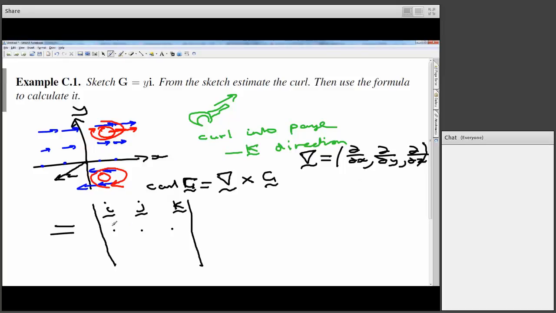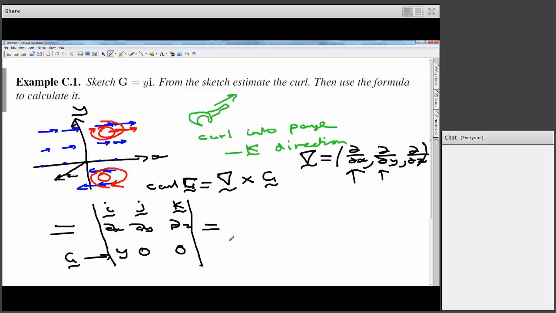For short, I often just write partial x, partial y, partial z, which really do stand for the full operators, just the differential operators. And then I write down the components of G. So G in this case, the i component is y, the j component's nothing, the k component's nothing. So that is the vector G there. And this is just a normal way of remembering how to do cross products, and then just to do the cross product.